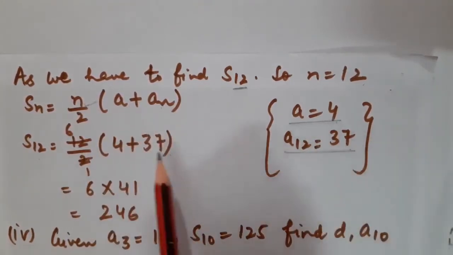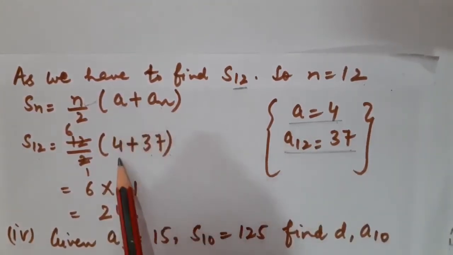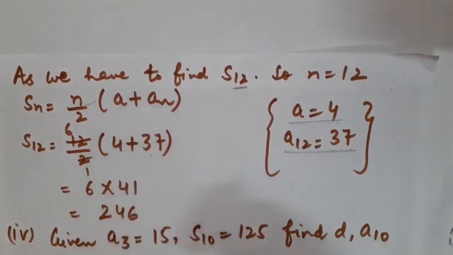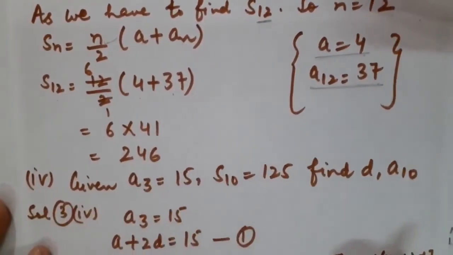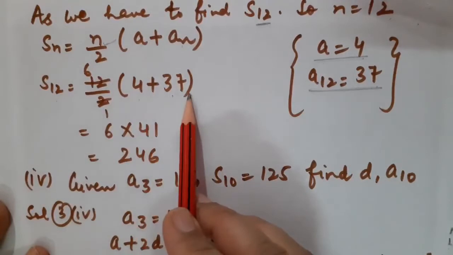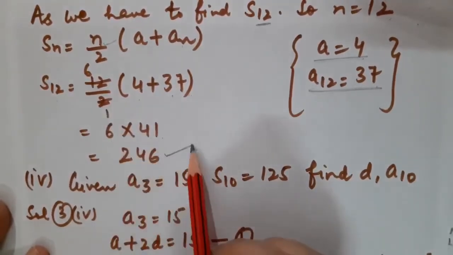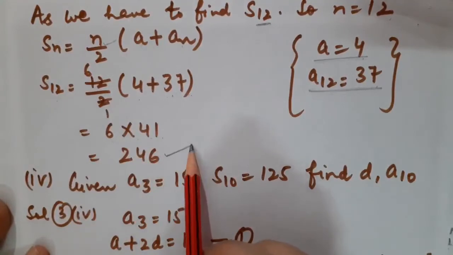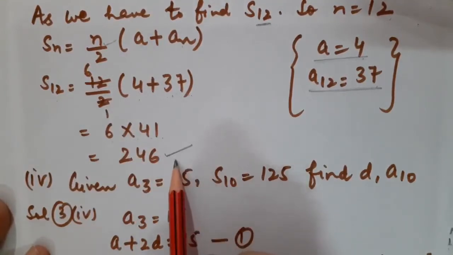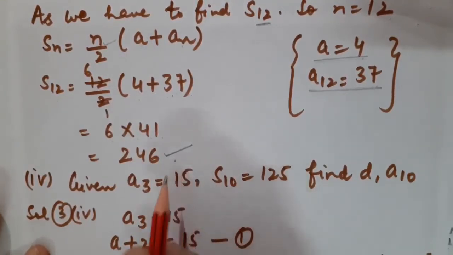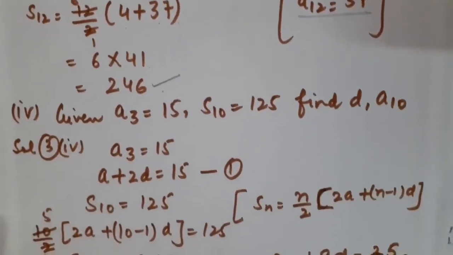So a12 I have, that is 37. And a also I have, that is 4. So it would become 12 upon 2 into 4 plus 37. That is 6 into 41. So you will be getting the answer as 246. So this is basically the sum of first 12 terms of AP. Correct student? Okay, now let us switch to next question.